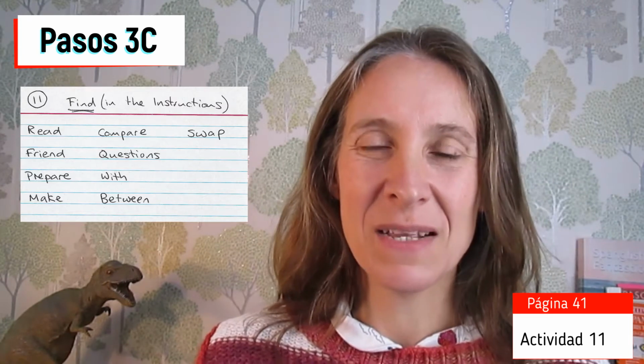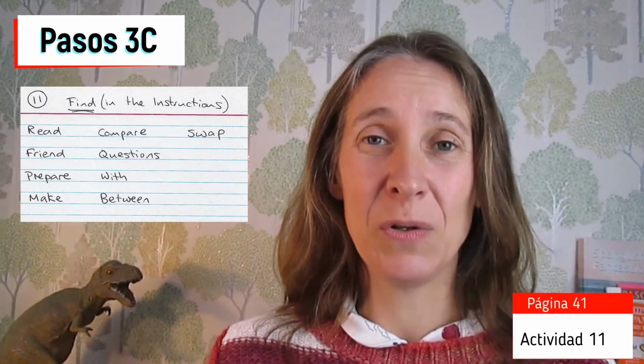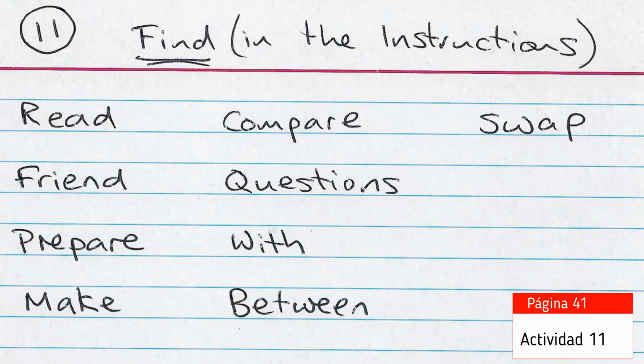Actividad 11 on página 41 has got a list of 4 instructions en español with no inglés to help you. So what I'm going to do is put una lista de palabras up here en inglés, and I'd like you to find those en español. So read the instructions, look for these words, and pause this video. Okay, let's go through them.